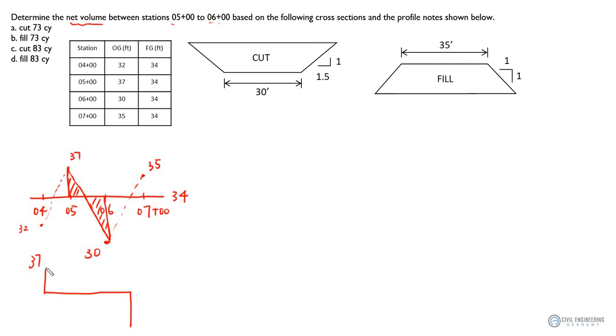Okay, and I'm going to connect these 2 points. So this is 34, right? So we know that the difference in elevation at station 05+00 is going to be 3 feet, right? And here, this is station 06+00. The elevation difference will be 4 feet. Okay, so based on the similarity of these two triangles, we can determine the length for each triangle.